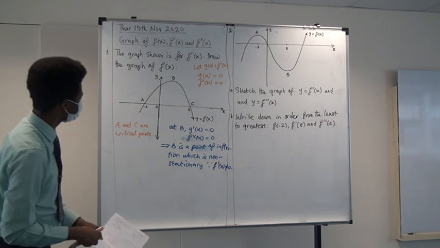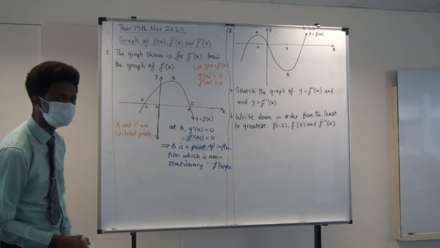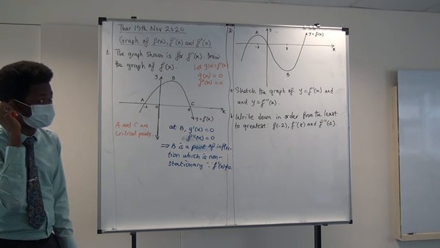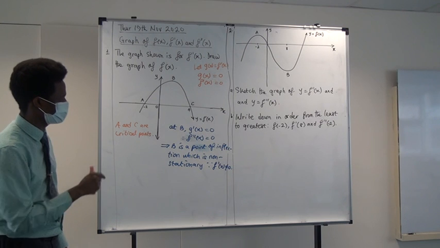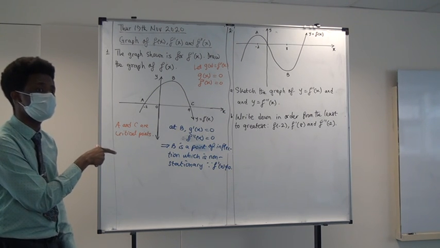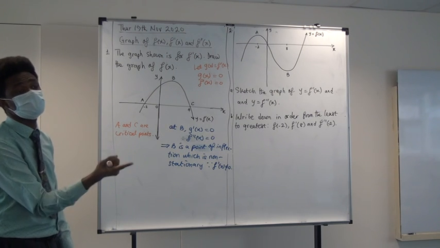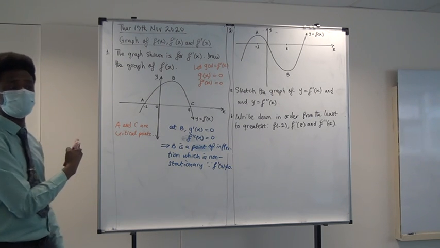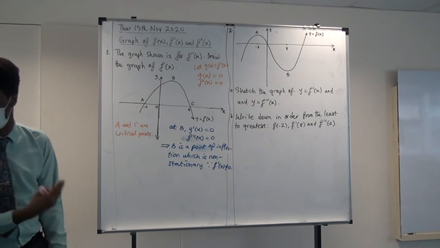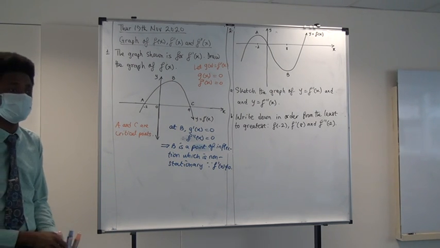Okay, yes sir, your point. We know that B is non-stationary, so it means one's going to be like this, like that, right? So we can discuss the curvature. So if B is non-stationary, it means the curve changes sign at B. Then you need to know, before B, was it concave upward or downward? And after B, was it concave upward or downward? That's the next thing we need to investigate.